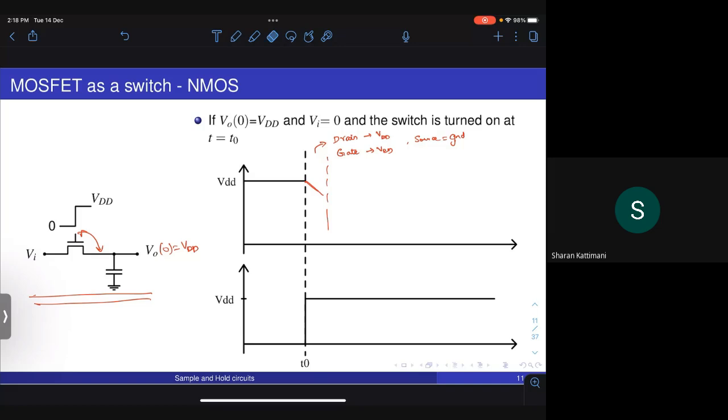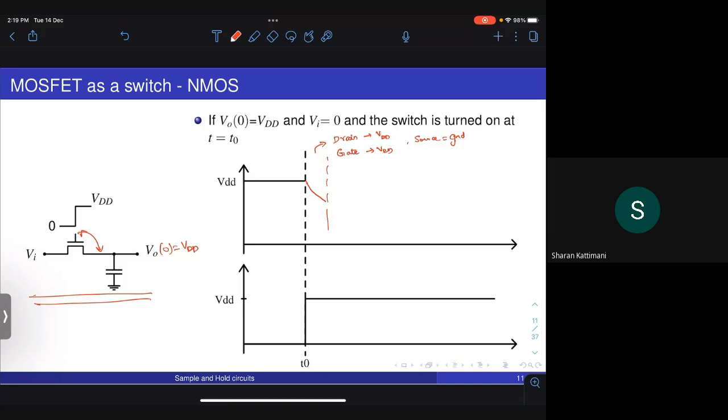So what will happen is, the capacitor will start discharging through the switch with the transistor in saturation region. Okay, so when the transistor is in saturation, its impedance is very high. Basically, it acts like a current source, and the value of the current source is determined by the gate to source voltage, as long as the transistor is in saturation.